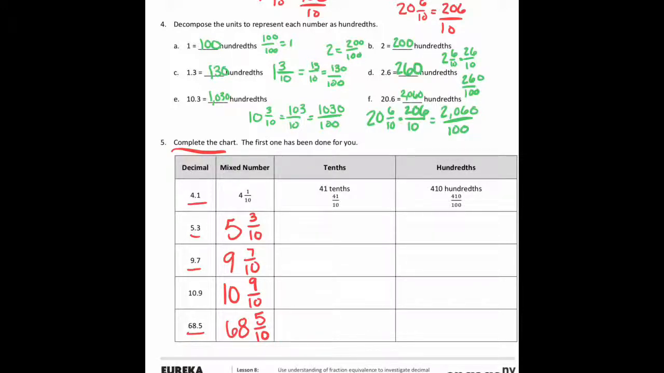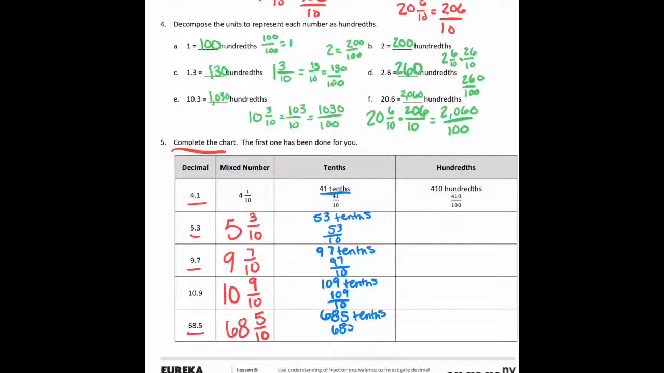So 5 3/10, when I turn it into a fraction greater than 1, would be 53/10, which would be 53 over 10. 9 7/10 would be 97/10, which would be 97 over 10. 10 9/10 would be 109/10, which would be 109 over 10. And 68 5/10 would be 685/10, which would be 685 over 10.